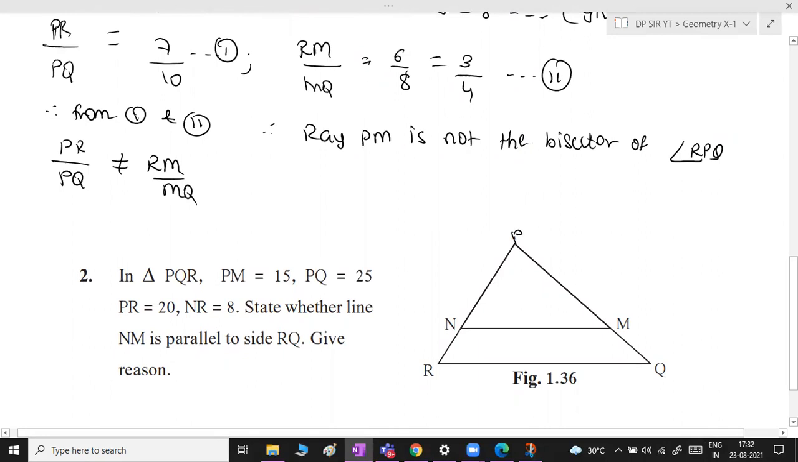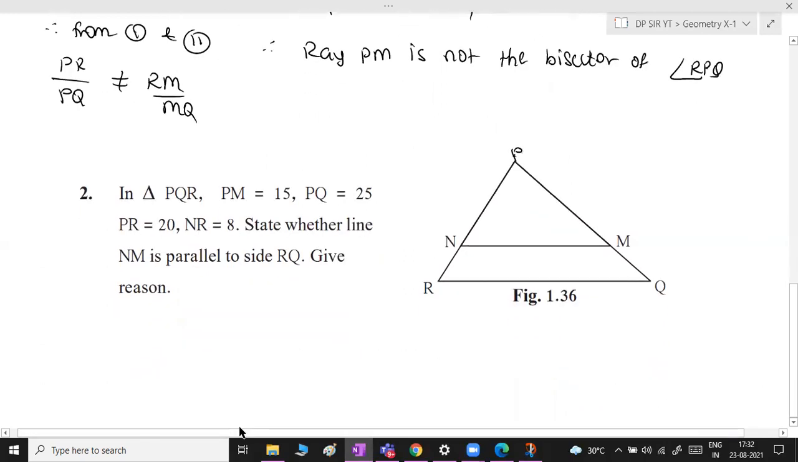Ye P hai. So in triangle PQR, PM is equal to 15, PQ is equal to 25, NR is equal to 8, PR is equal to 20. Check whether line is parallel or not. See, whenever it comes to check whether line is parallel or not, there are only few options available with us to check that.